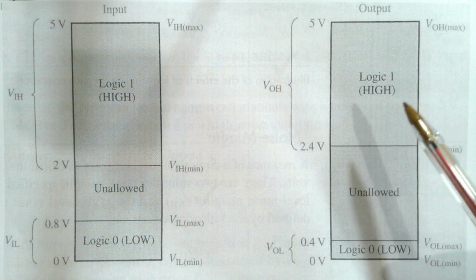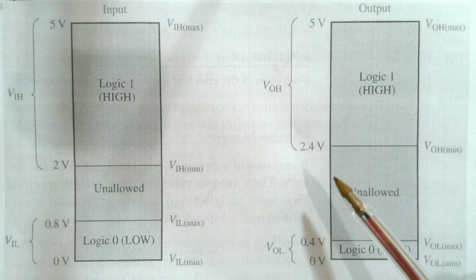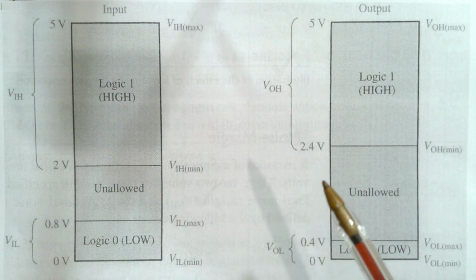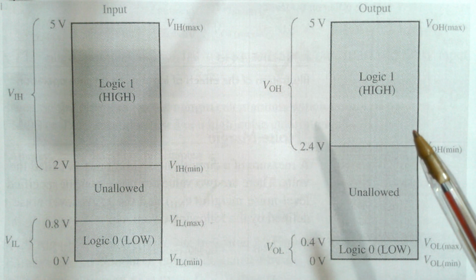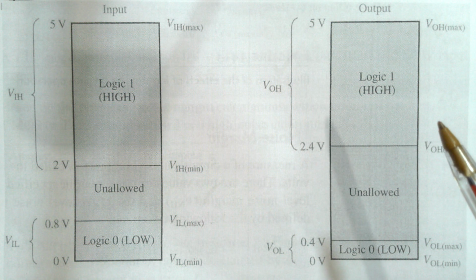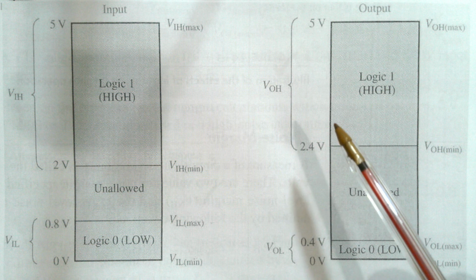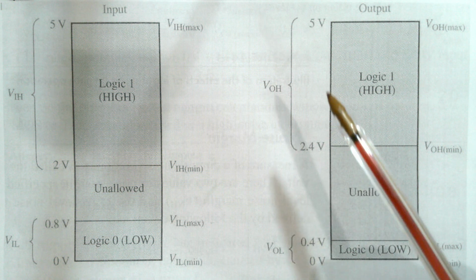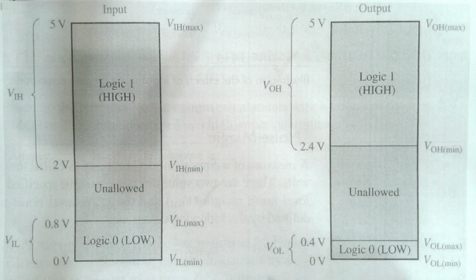On the output side, it's a larger range, 2.4 to 5 volts. If this technology needs to specify a logic 1, it needs to specify a voltage within this range, 2.4 to 5 volts. And if it needs to specify a logic 0, it would be between 0 to 0.4 volts.